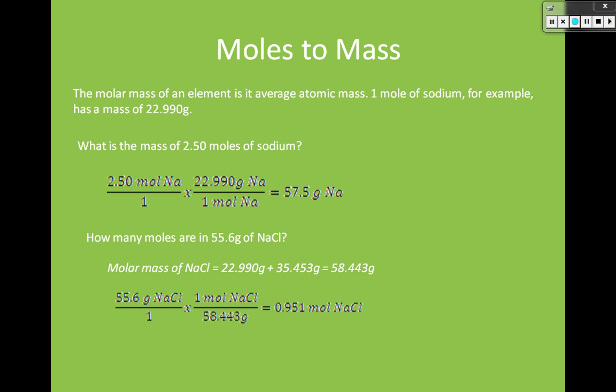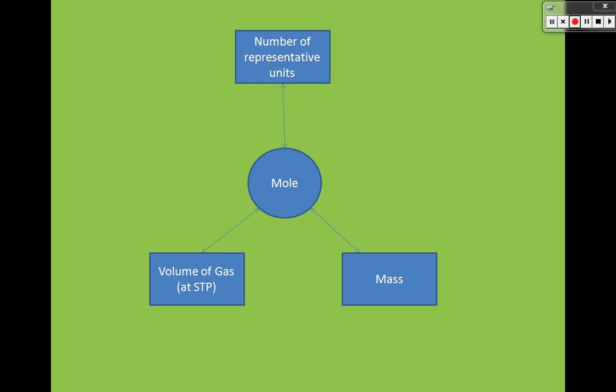So then we can plug this in to our equation. We can say the question was how many moles are in 55.6 grams of NaCl. So we start with our 55.6 grams of NaCl. And now we know that 1 mole of NaCl is 58.443 grams. And so again, we put our grams on the bottom so that we can cross cancel. And then that gives us 0.951 moles of NaCl. And so that's how we can convert between moles and mass.